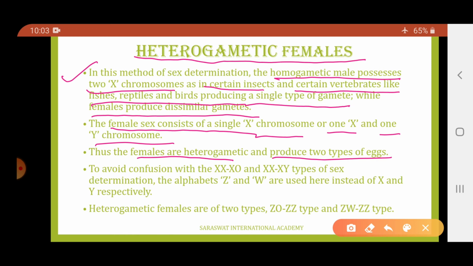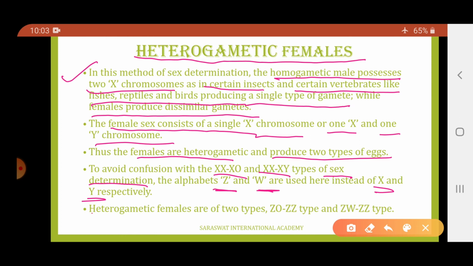Now students, here to avoid the confusion with XX/XO and XX/XY types of sex determination, which in the heterogametic males we have studied, right? So here to avoid this confusion we will be using the letters Z and W, right? Here the alphabet Z is used instead of X and W is used instead of Y.